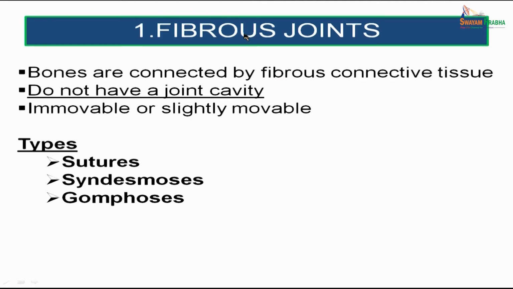So, first we have fibrous joints. They are called fibrous joints when the bones are connected by fibrous connective tissue. These joints do not have a joint cavity and they are usually immovable or very slightly movable. There are three types of fibrous joints: sutures, syndesmosis and gomphosis.